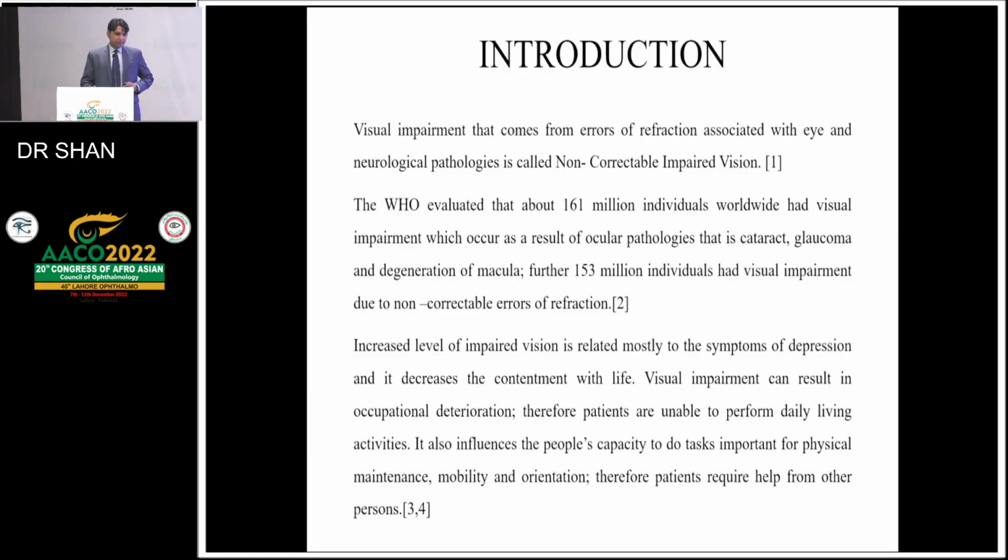Visual impairment that comes from errors of refraction associated with the eye and neurological pathologies is called non-correctable impairment of vision. The WHO evaluated that about 161 million individuals worldwide had visual impairment, which occurs as a result of ocular pathologies, that is cataract, glaucoma, and degeneration of macula. Further, 153 million individuals had visual impairment due to non-correctable errors of refraction.